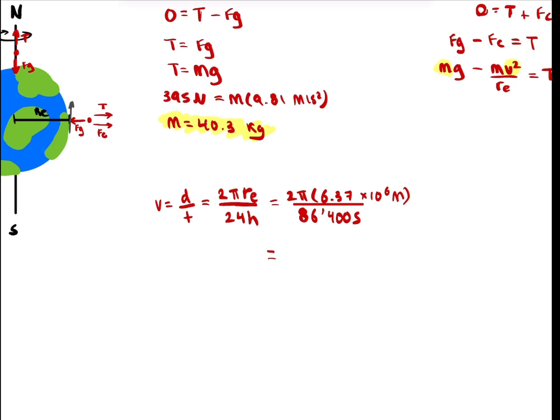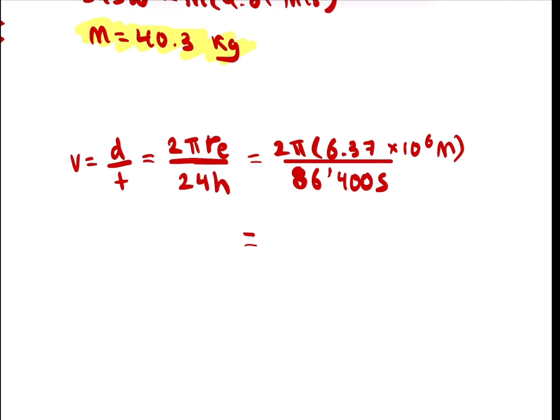Here, I'll do that calculation real quick. That's 2 pi times 6.37. So the tangential velocity is 463.24 meters per second.